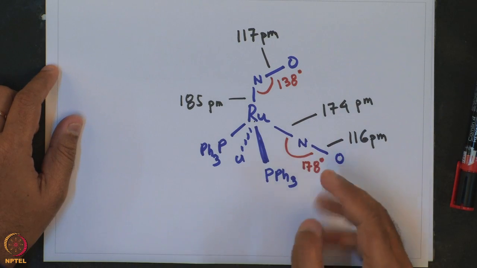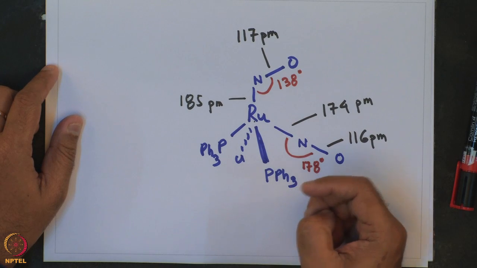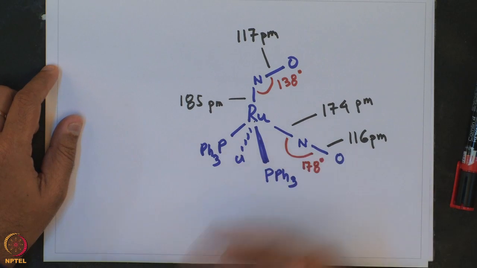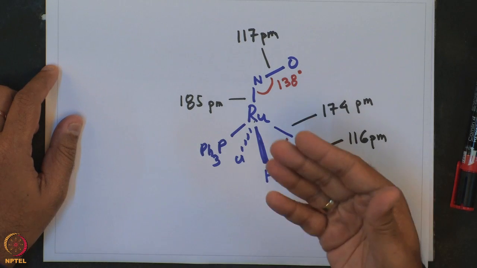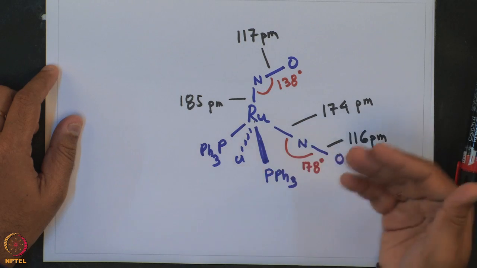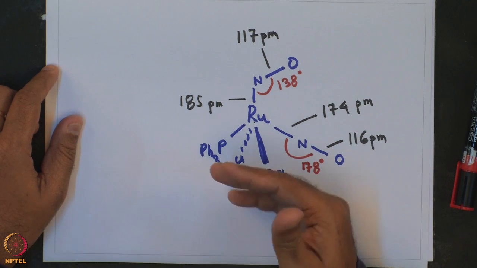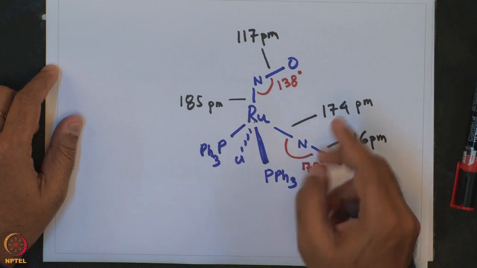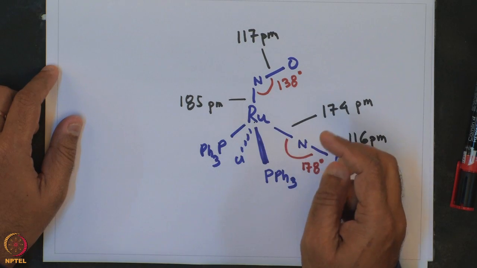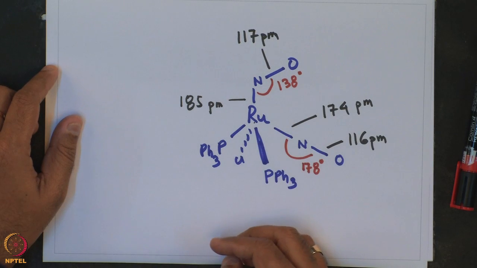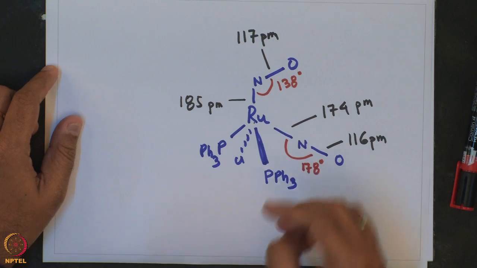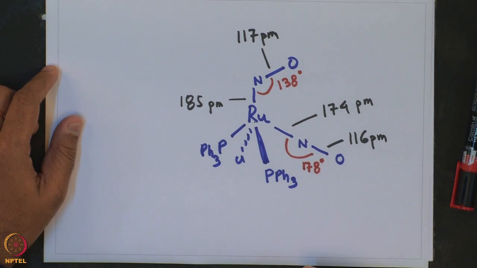So, this X-ray data verifies, or corroborates, the nature of bonding, which suggests that a linear NO would be a 3 electron donor, making a stronger bond, resulting in a shorter metal nitrogen distance in comparison to that of a bent NO, which is a 1 electron donor, and that would be of a longer ruthenium nitrogen distance.